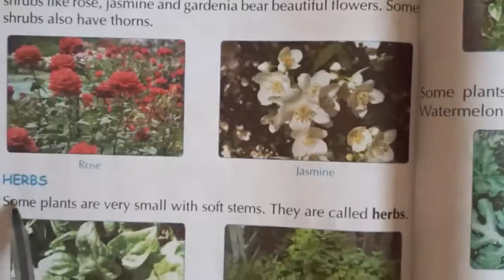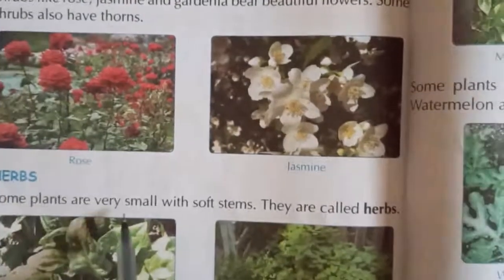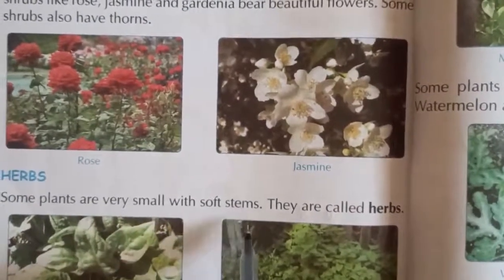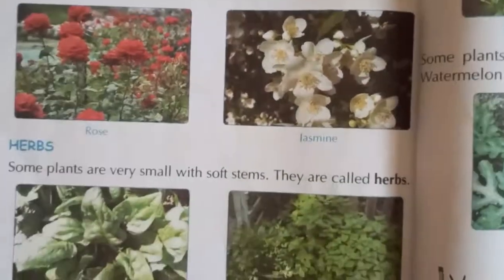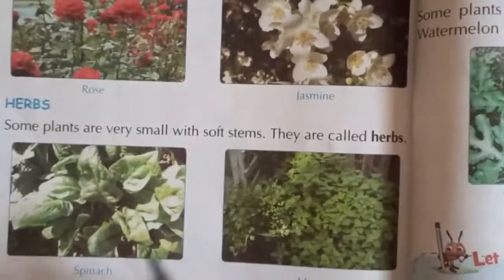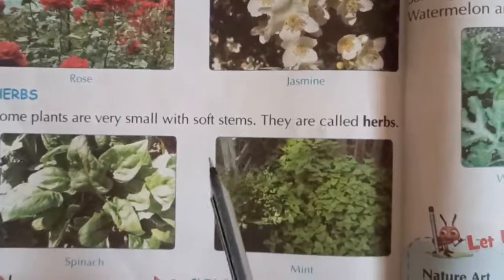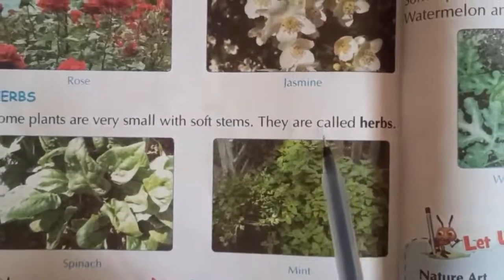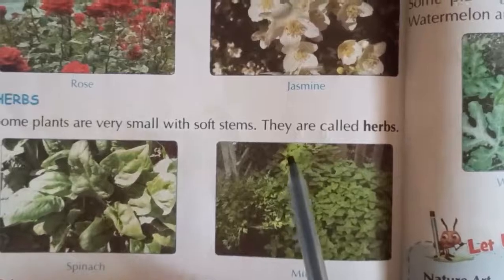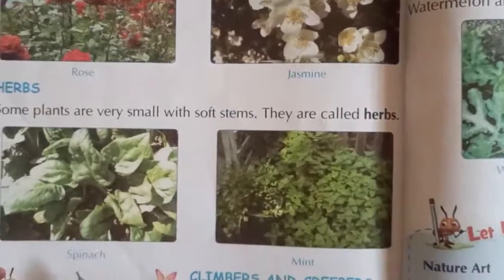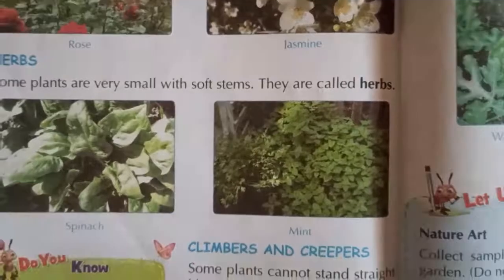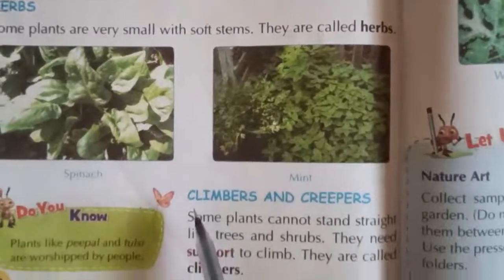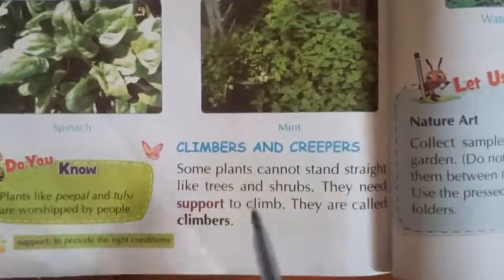Next type is herbs. Some plants are very small with a soft stem. They are called herbs. So some plants are very small and they have soft stems. So they are called herbs. For example, spinach, mint, coriander are called herbs. Next type is climber and creeper.